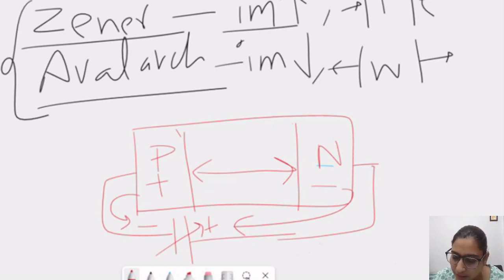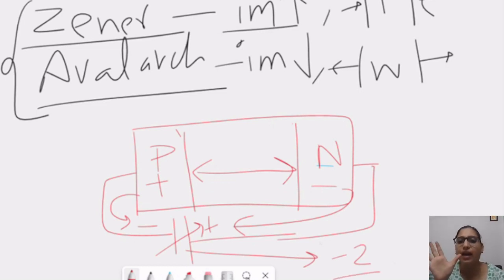So let's say this is at a higher voltage. Let's say this is happening at minus 2 volt. At minus 2 volt, this layer is very, very wide. If this is very wide, what is happening? The electrons are forcefully suppressed to this side, and the holes are forcefully suppressed to this side.